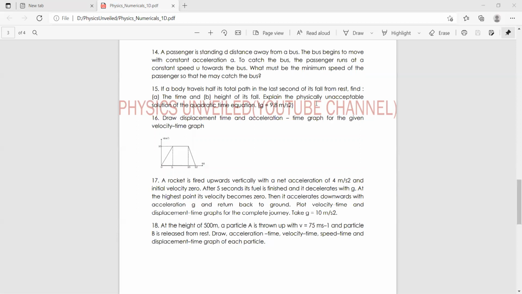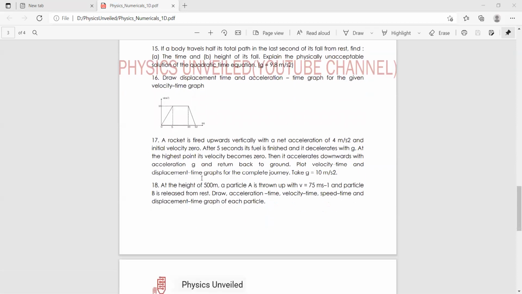Sixth, there is a velocity-time graph given to you, and you have to draw the displacement-time and acceleration-time graphs. This is a simple problem, but I think this kind of problem has appeared in the recent IIT-JEE Advanced paper as well.